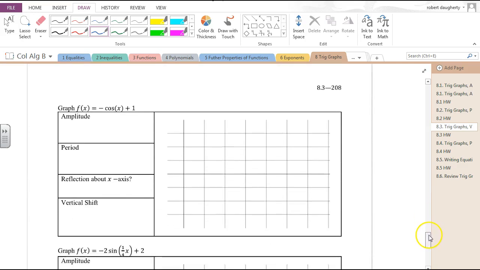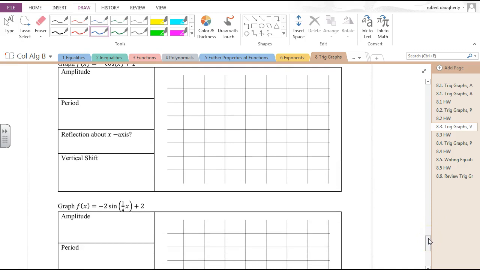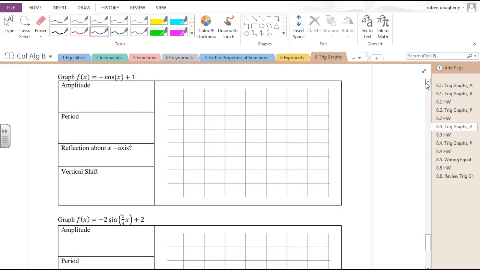Okay, let's take a look at a couple more, and then you'll have time to do some of these on your own. What is the amplitude here? Yeah, amplitude is 1. Period, 2 pi. Reflection, yes. Vertical shift, up 1. Okay, so to label my axis, 0, 1, 2, 3.